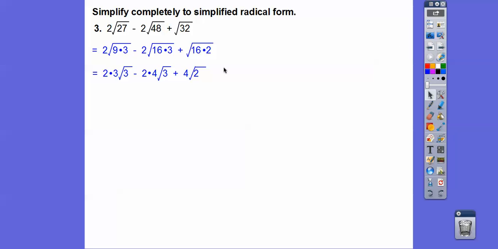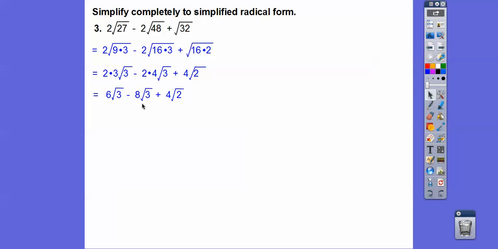Okay, so we're left here with 2 times 3. This is 2 times this 4 right here. So this is going to be 6 root 3. This is going to be minus 8 root 3, and then plus 4 root 2. Okay, treat these like variables. These are like radicals. This is not a like radical, so I can't do anything with this, but I sure can subtract 6 root 3 minus 8 root 3.